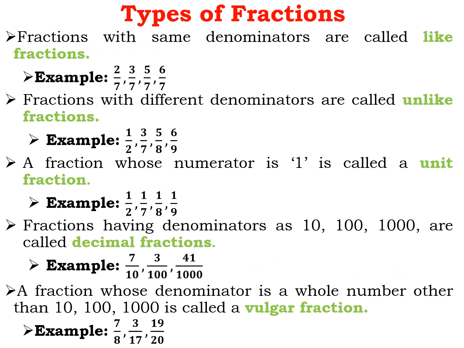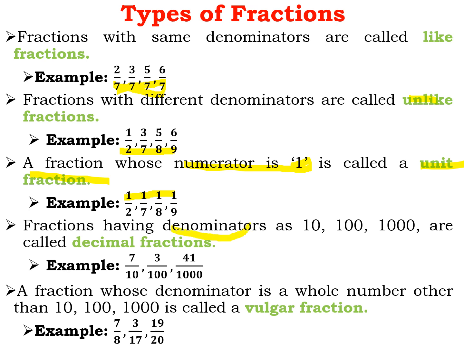Fractions with the same denominators are called like fractions. Example 2 by 7, 3 by 7, 5 by 7, etc. Fractions with different denominators are called unlike fractions. Example 1 by 2, 3 by 7, 6 by 9, etc. A fraction whose numerator is always 1 is called a unit fraction. Example 1 by 2, 1 by 7, 1 by 9, etc.